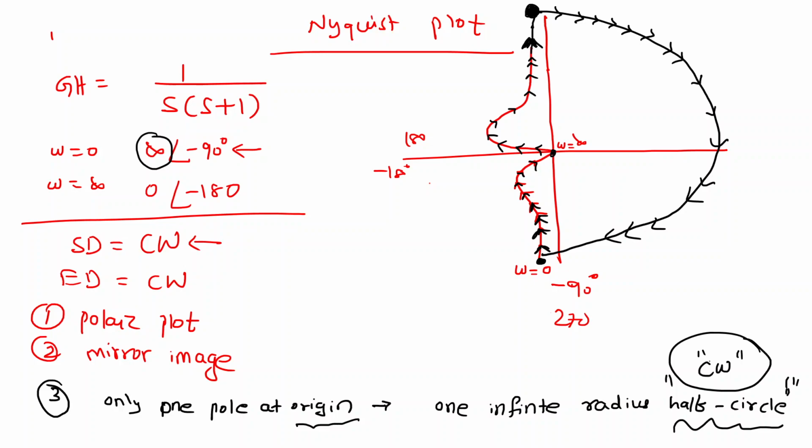Nyquist plot is a closed path, so I want to close the path, and overall this is clockwise. The infinite radius half circles, I told you, are clockwise. A polar plot can be clockwise or anti-clockwise depending upon the pole and zero locations, but don't consider the polar plot. I'm just saying the infinite radius half circle is always clockwise. So here I have drawn an infinite radius half circle which is clockwise. Now this is the Nyquist plot for you.